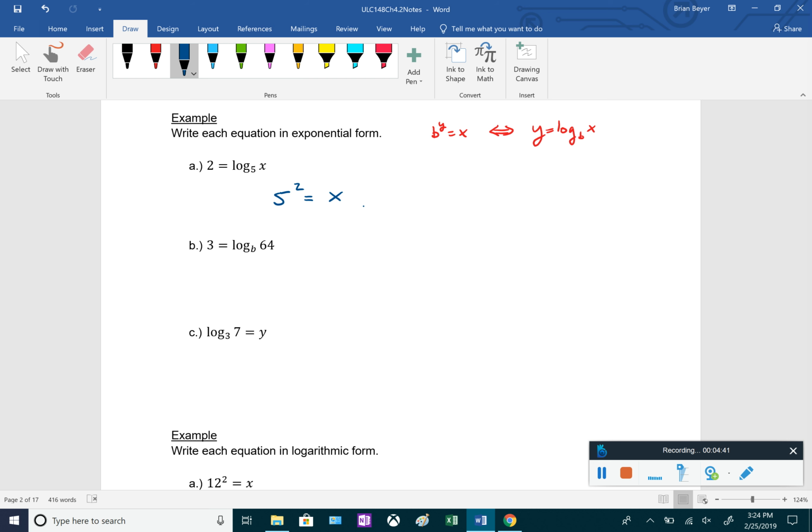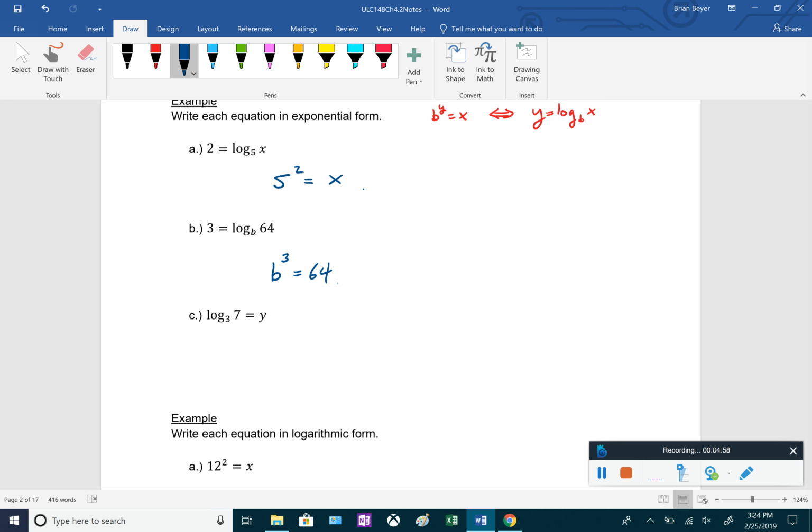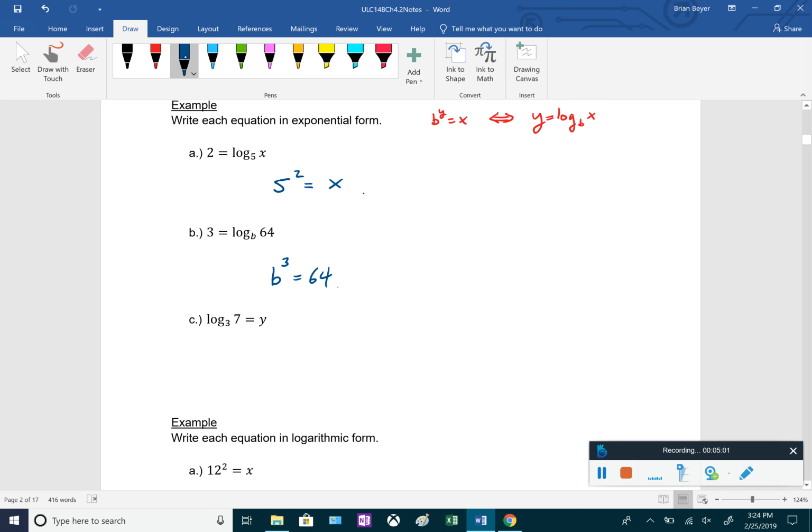Okay, next one we have 3 equals log base b of 64. Once again, I like to start with the base. It's base b. Then you go to the other side of the equation. It's b to the third equals 64. So b cubed equals 64. And for the last one here, log base 3 of 7 equals y. Start with the base, raise it to the other side of the equation, equals the input, so 7. So 3 to the y equals 7. If you have to write down the conversion, write it down and identify y, b, and x, or just do it the way that I was saying it out loud there.